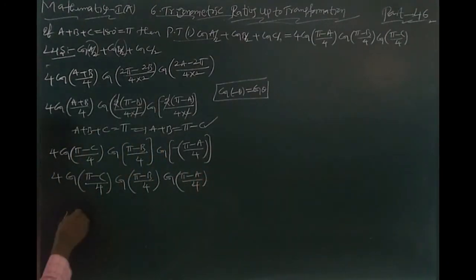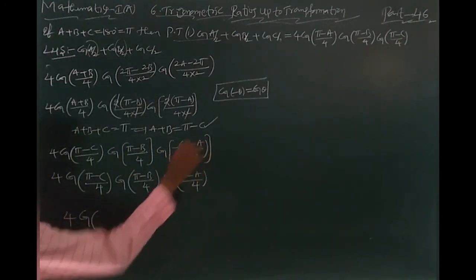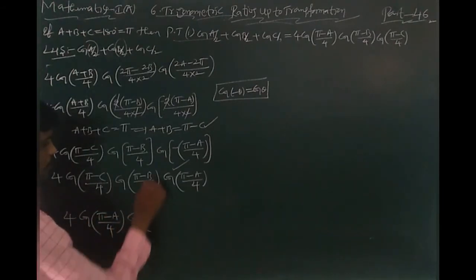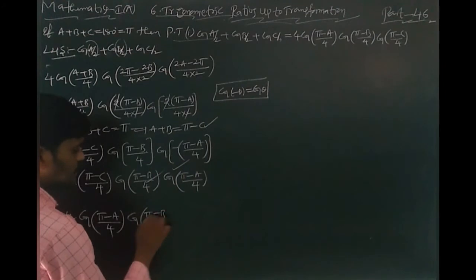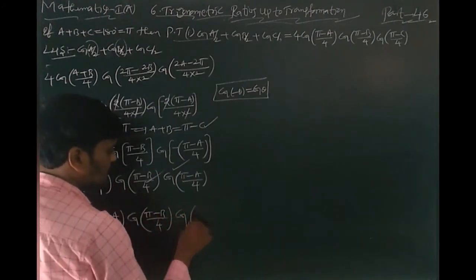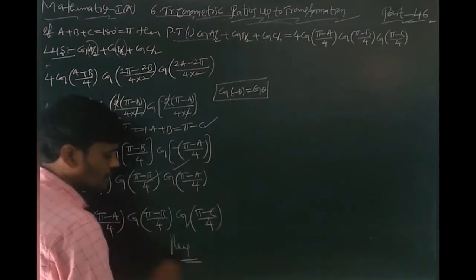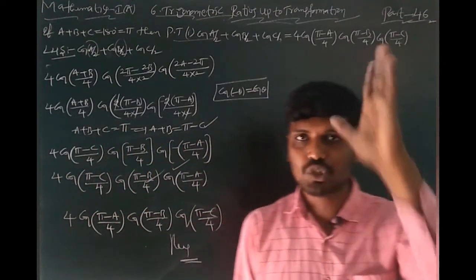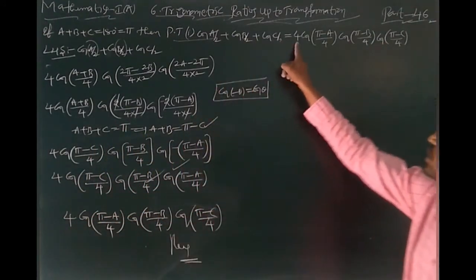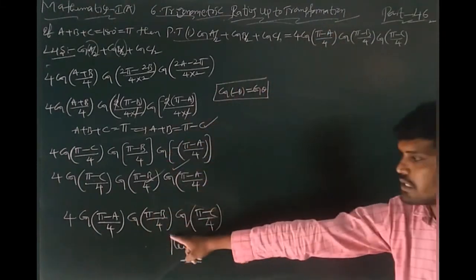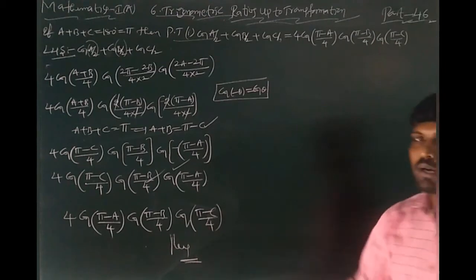You can write cos of a angle is 5 minus a by 4 into cos of b angle is 5 minus b by 4. Cos of c angle is 5 minus c by 4. This is the RHS part. Correct or not? Check, students, first of all. 4 into cos of 5 minus a by 4 into cos of 5 minus b by 4 into cos of 5 minus c by 4.